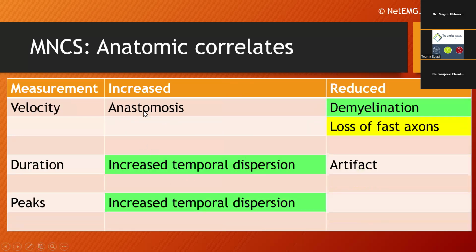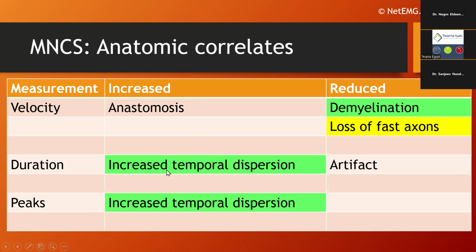Velocity can increase because of anastomosis. This is something that we see in patients with carpal tunnel syndrome who also have Martin-Gruber anastomosis. They get increased latency at wrist stimulation, but normal or even apparently shorter latency with elbow stimulation, giving a high velocity. But that is not a real velocity that reflects anastomosis.